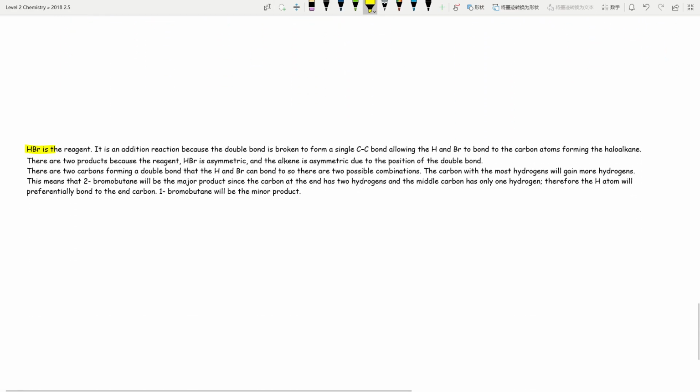So HBr is the reagent, the double bond breaks in an addition reaction. Because the alkene is asymmetric, there are two possible combinations, and the carbon with the most hydrogens will gain another hydrogen. That means this is the major product and the other one is the minor product. Okay, very easy Excellence question, I hope. It's pretty much the same every single year.